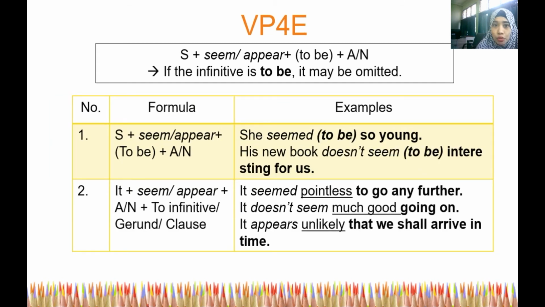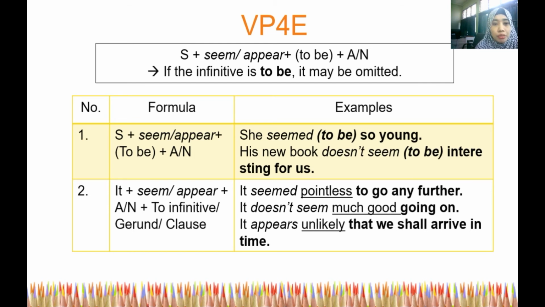Next, we have verb pattern 4E. It still deals with verbs like seem or appear, plus to be, plus adjective or noun. If the infinitive is to be, it may be omitted also.